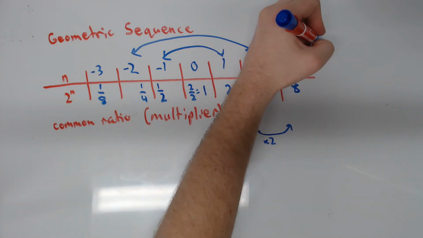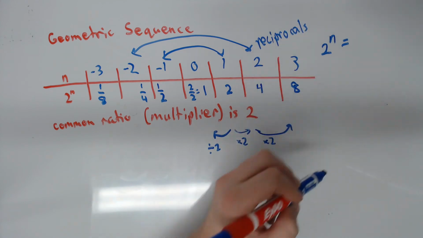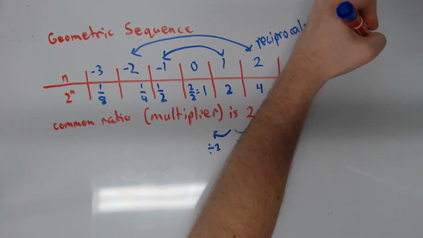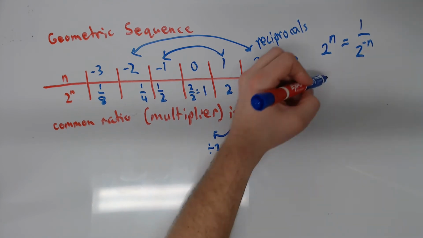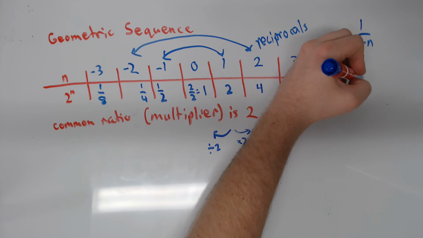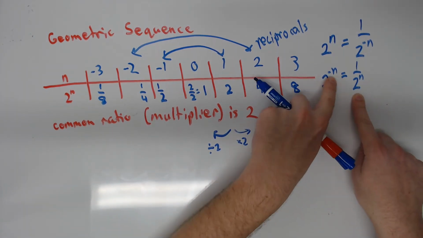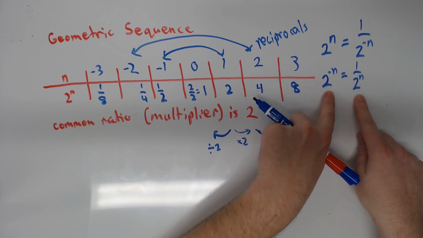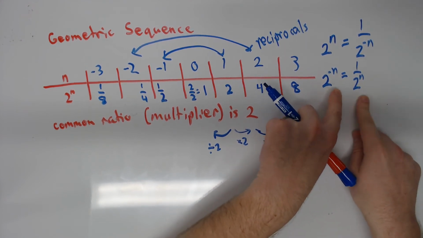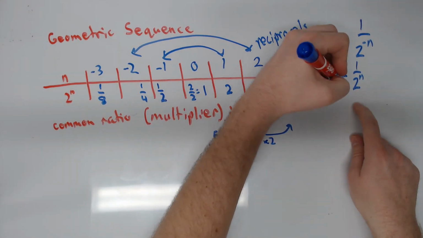Basically, what comes out of this is 2 to the n is equal to 1 over 2 to the negative n, or 2 to the negative n is equal to 1 over 2 to the n. So what this means is if you have a negative exponent, you can turn it into a positive exponent by changing which side of the fraction it's on. Okay, remember, anything can be a fraction by sticking a 1 under it.